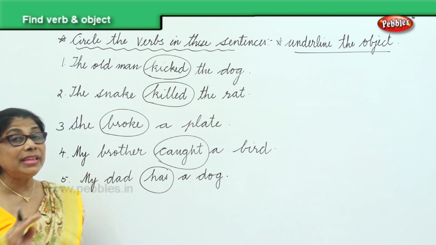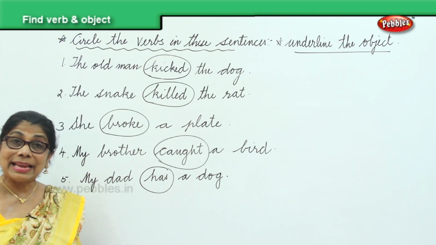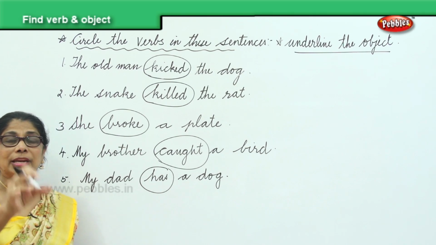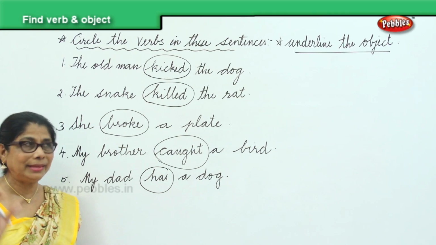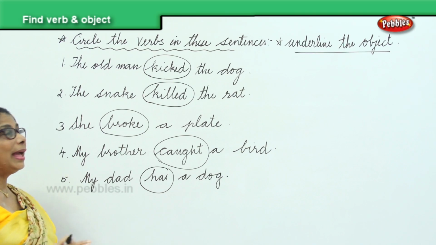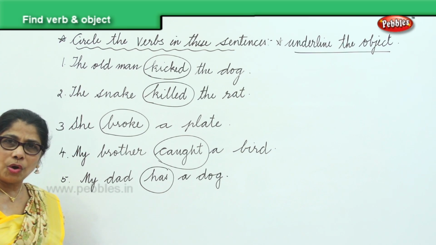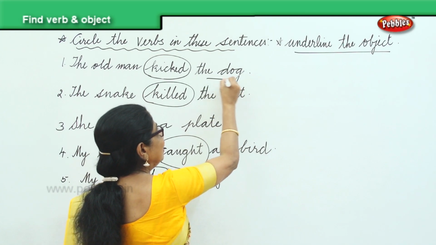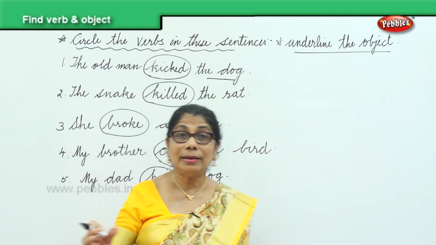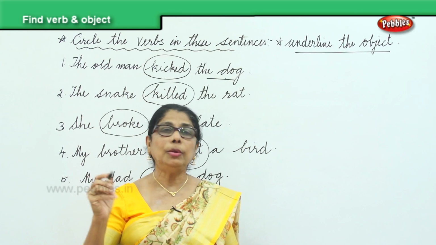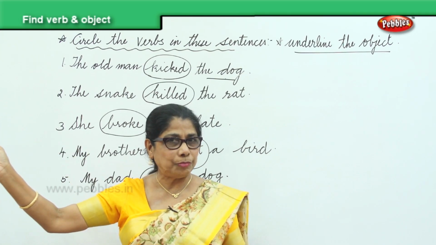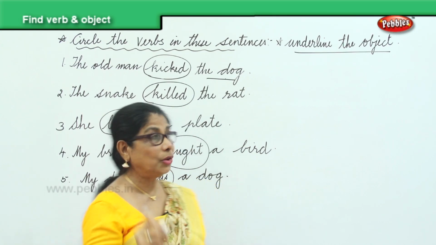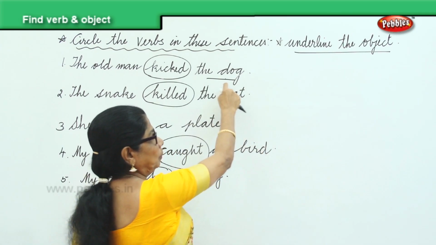Now, every sentence has an object. The subject does something to an object. What is the object? Here, the old man kicked the dog. Now, what object? Dog. So you underline. What did the old man do? Old man kicked. Old man is the subject. Verb kicked. Which object? The dog. So you underline the object.